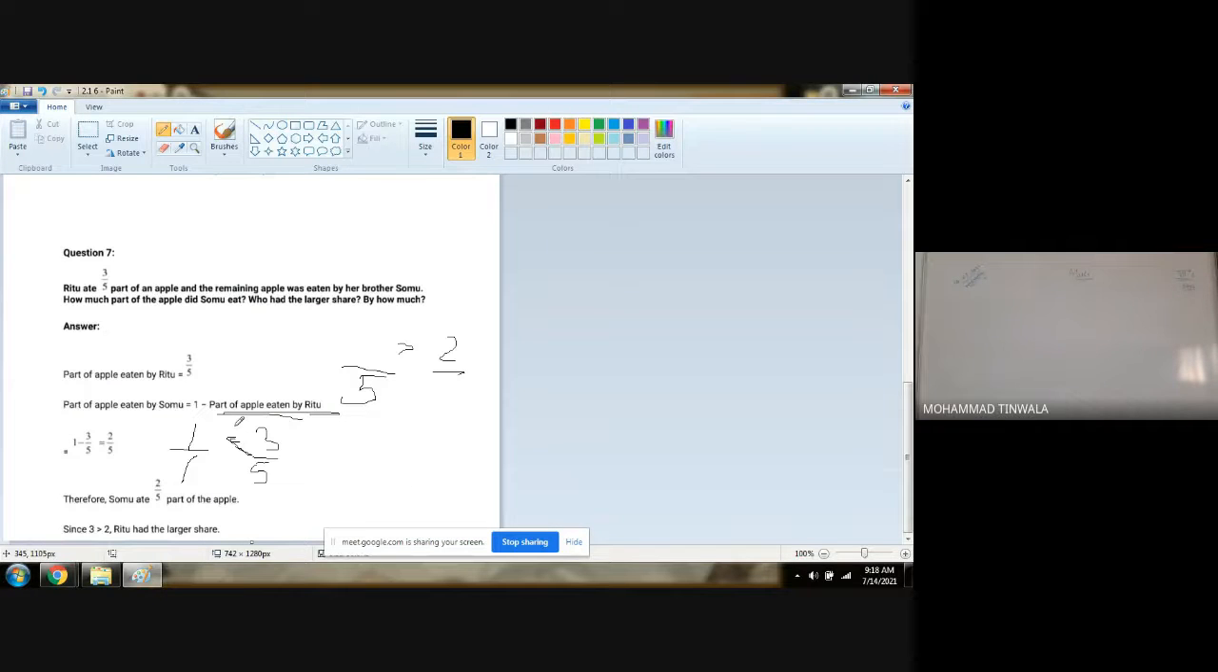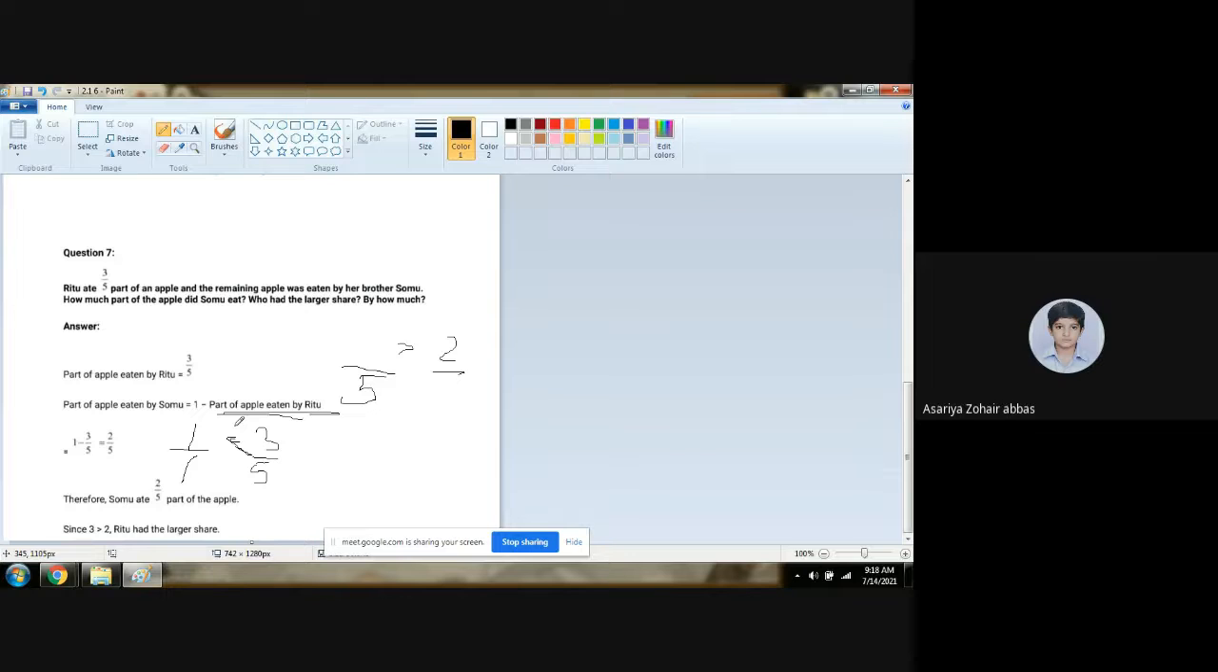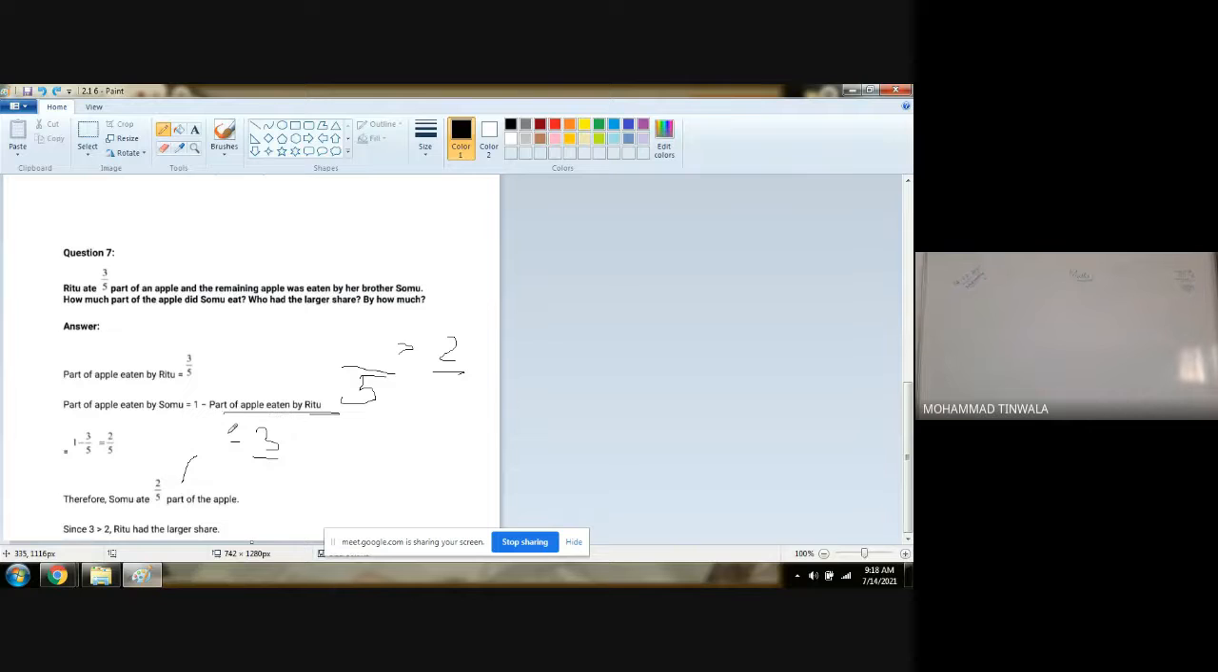Do you understand or not? See, there is nothing in the sum. That's why I'm not doing this on board. Let me clear it for you. Since 1 is there, under 1 the denominator will be 1. 1 will have denominator as 1, minus 3/5 here. Am I right or wrong?